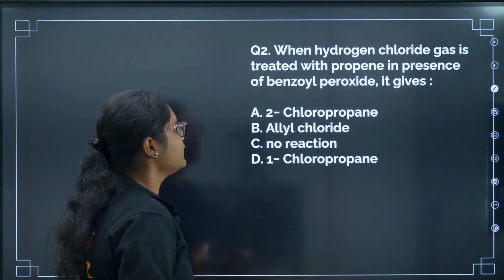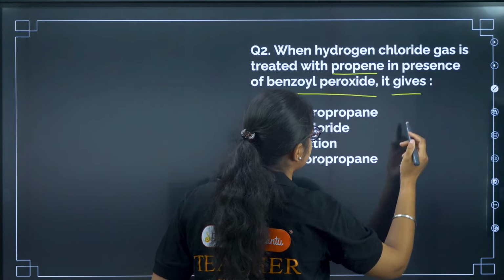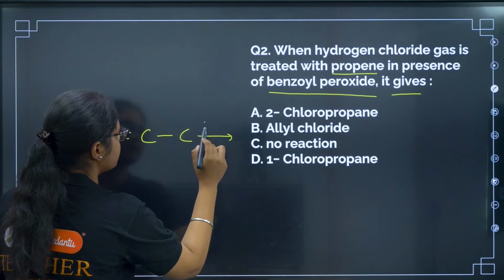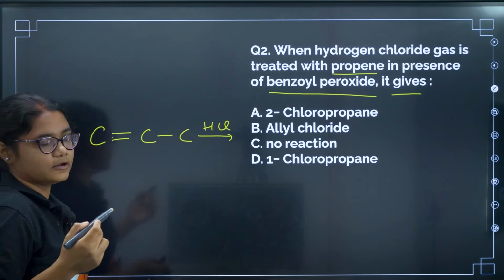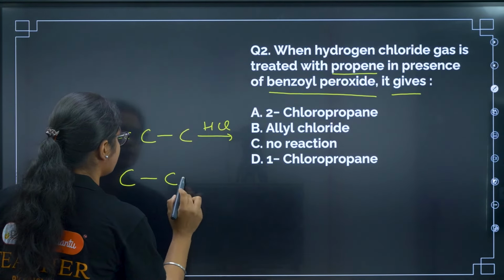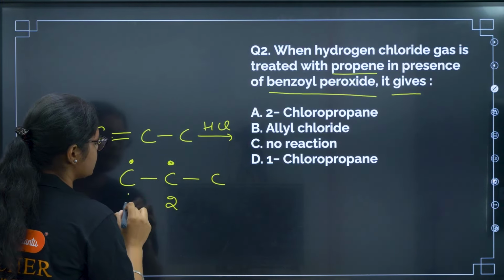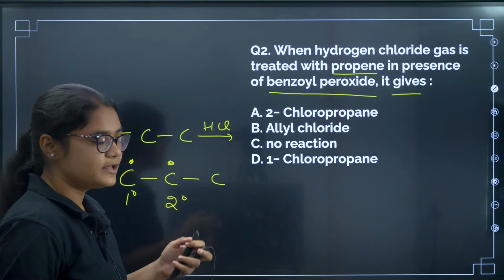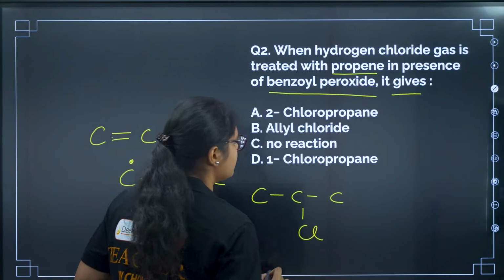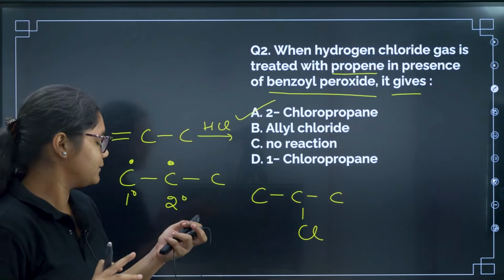Next. When hydrogen chloride gas is treated with propene in presence of benzoyl peroxide, it gives what? So you have this propene. Now when you treat it with HCl, we should get a more stable product formed, right? So what will happen here? This chlorine can either attack on this carbon or can attack on this carbon. This is a secondary one, this is a primary one. We know secondary is more stable. So chlorine will attack on this carbon. So the product we will get is 2-chloropropane, right? So correct answer for this question is option A. These are all from your basic organic chemistry.